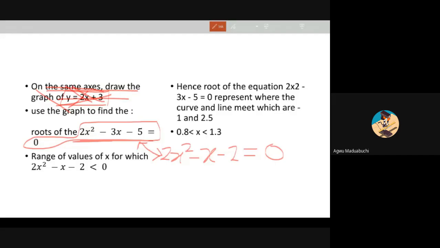To write this in terms of this, the 2x squared are the same. So I pick 2x squared. But here I have negative 3x. Why here I have negative x? How do I get negative 3x from negative x? I will have to add what?